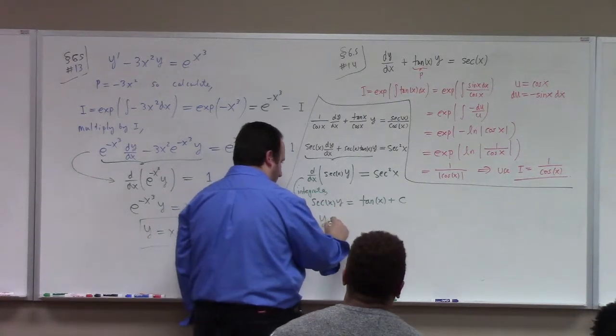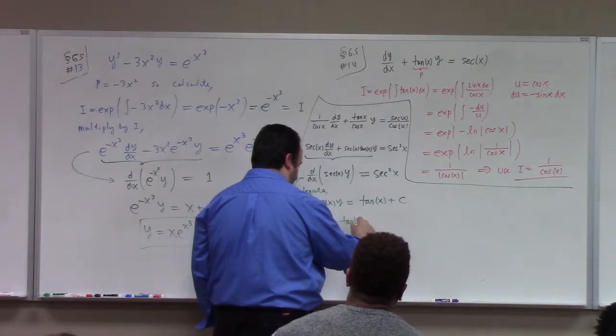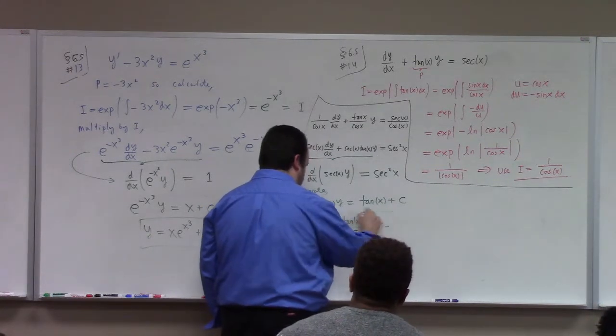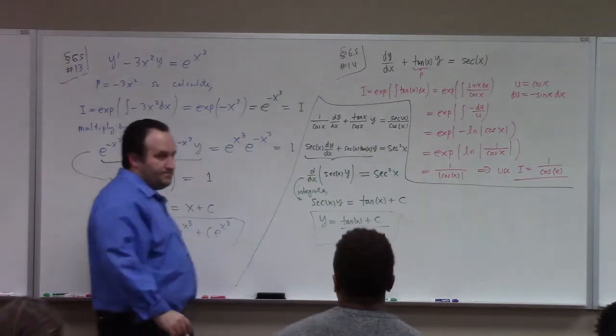And so we get y is equal to tangent x plus c divided by secant x. And there you go. There's the explicit general solution.